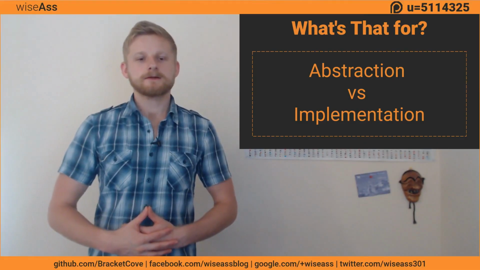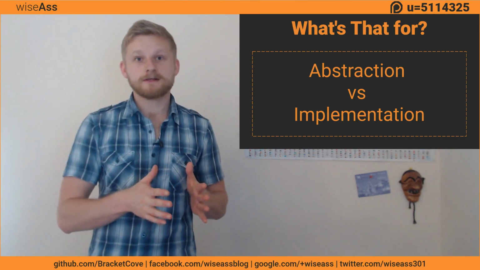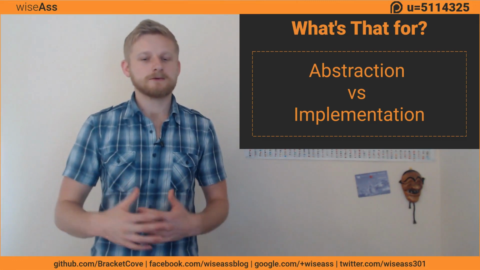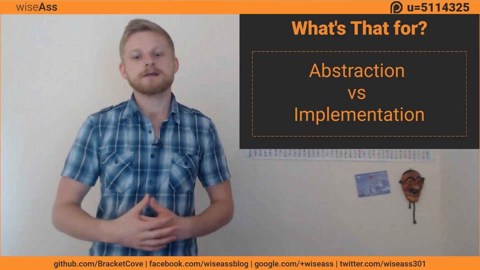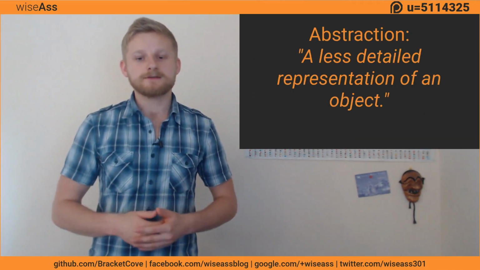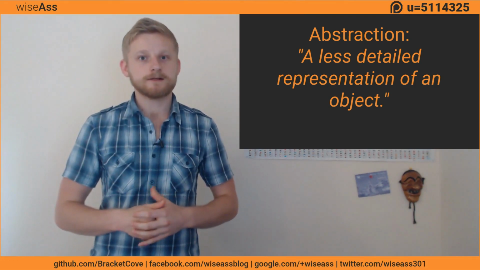To begin with, I want to talk about what I think about the word abstraction outside of the context of programming. So in order to explain what I mean here, we're going to get a little bit philosophical, and I'm going to give you a definition of an abstraction, which is as follows. An abstraction is a less detailed representation of an object.